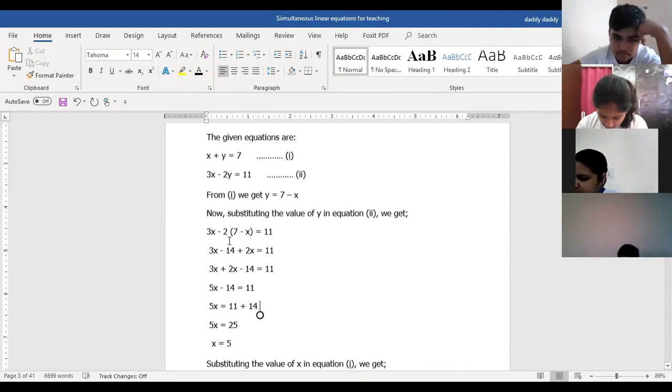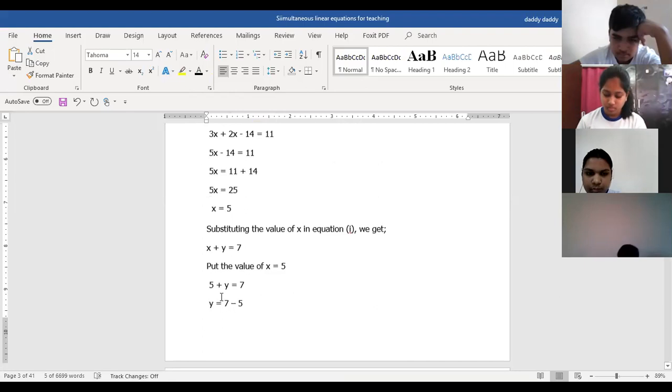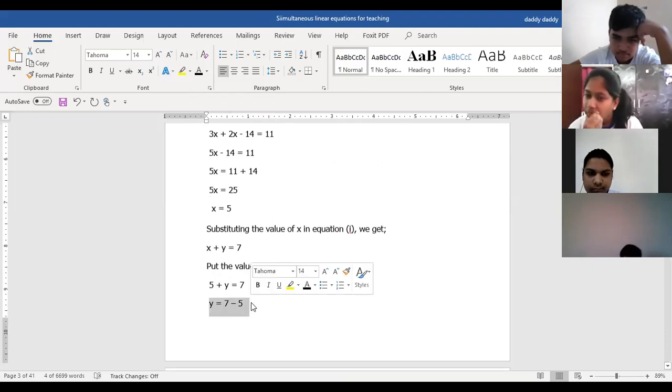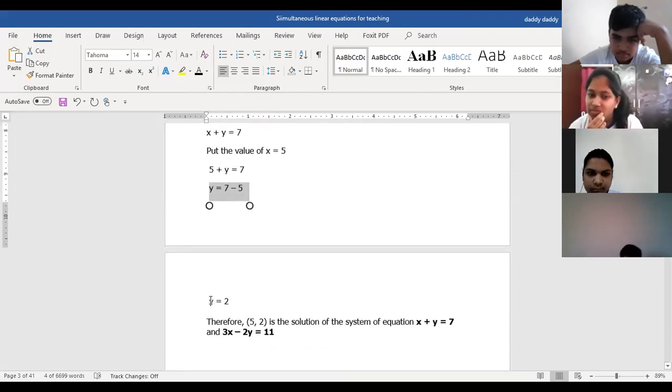I will again put it in the simpler one, which is x plus y is equal to 7. So I'm going to put it over here. So x plus y is equal to 7. In place of x, I've put 5. So you got a value of y as 2. So this is your y.